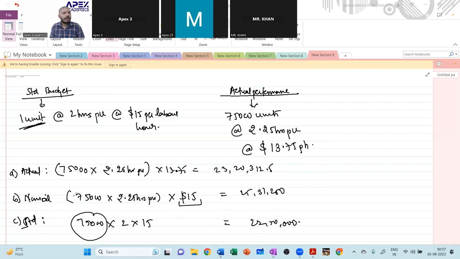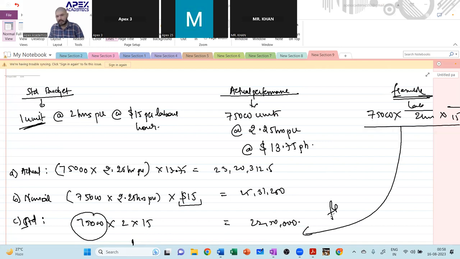Here there is only one actual unit. Why did you take 75,000? What did you do? You made a flexible budget out of this. In your flexible budget, you will also have 75,000 units. It will take a standard time of 2 hours per unit, and you will remunerate them at the rate of 15 per hour. So your standard costing is nothing but a flexible budget. Yes or no?